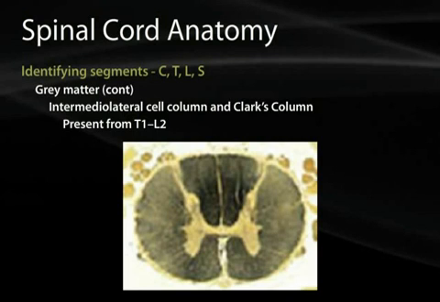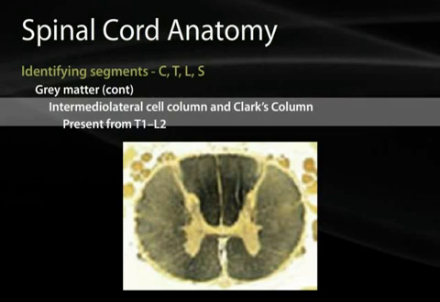Another thing that you can use to suggest that you're in the thoracic spinal cord is a couple of landmarks. One is the intermediolateral cell column, and the other is called Clark's column. The intermediolateral cell column is just a little nubbin of tissue that's extending off the side of the gray matter of the spinal cord. And Clark's column is just a swelling of gray matter that's in the dorsal horn. These are present from T1 to L2. So if you see these structures, you know that you're somewhere between T1 to L2.